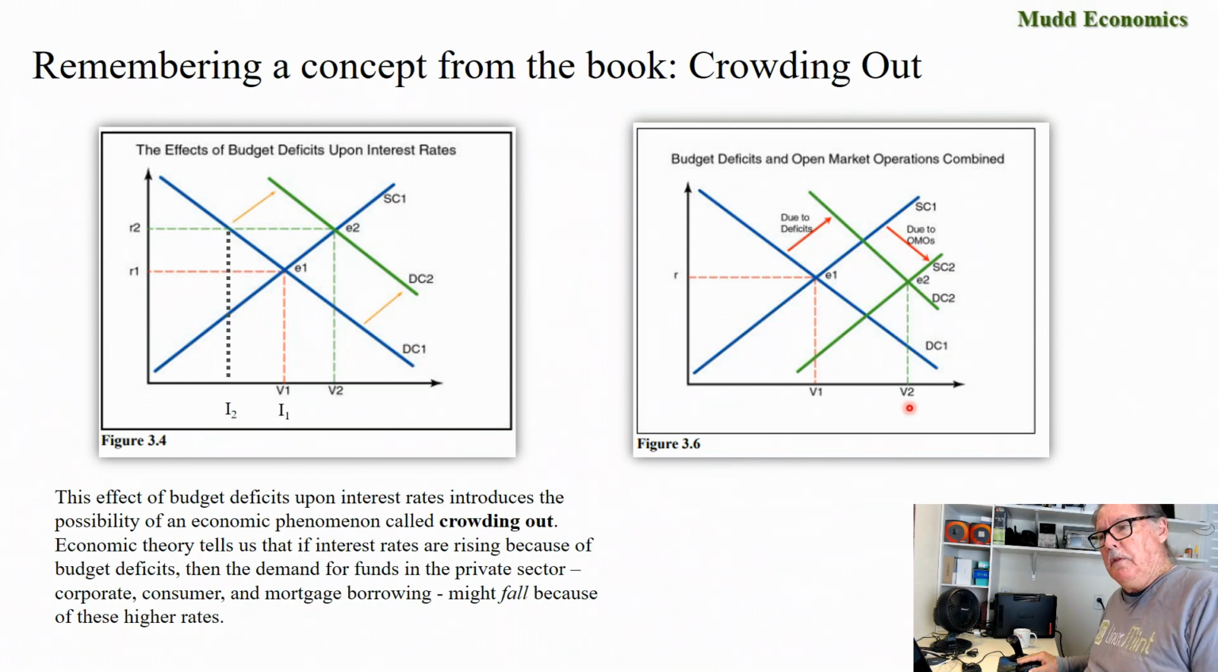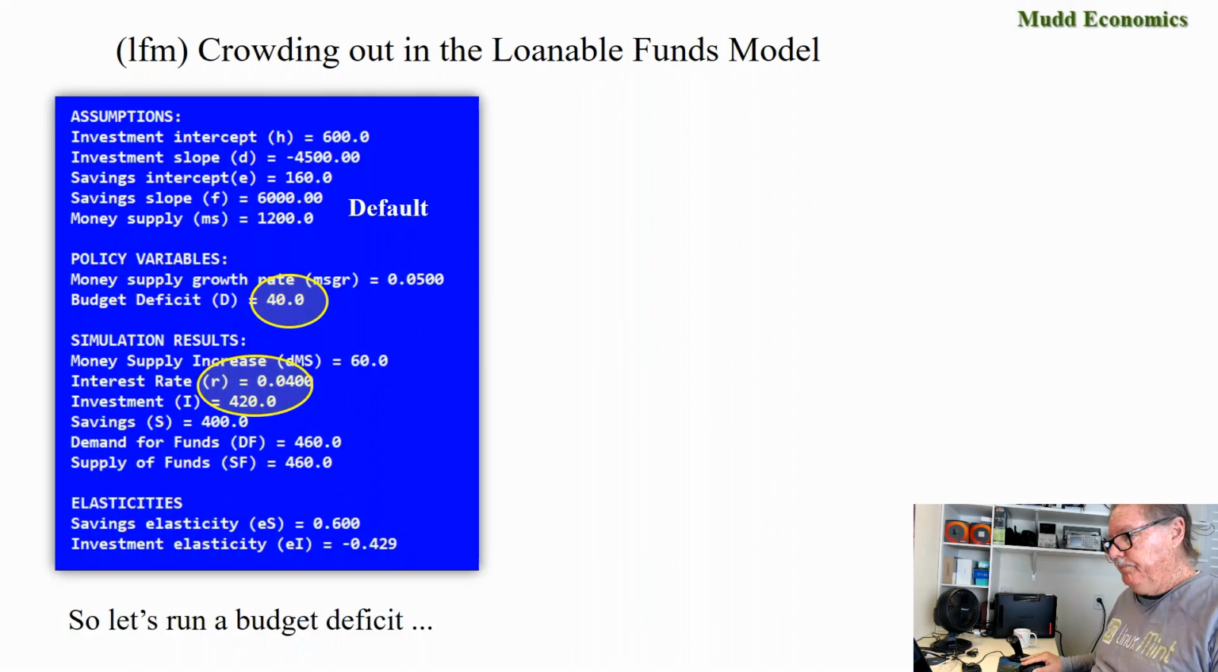So we saw that in the loanable funds model, and we want to mimic that in the loanable funds application to MacroSim 2. So let's move ahead and try to do that. Okay, so here's the crowding out in the loanable funds model. And if you go back and look at MacroSim 1, which you don't really need to do, you'll see that the simulation results are the same as we got in MacroSim 1.